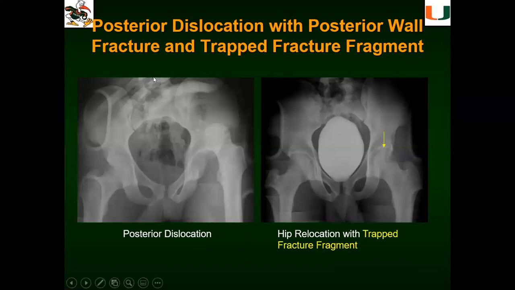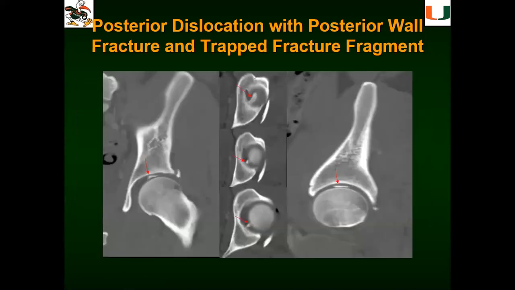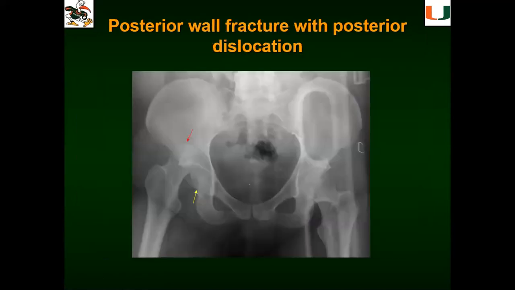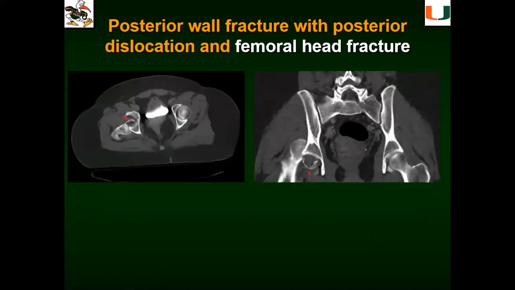Here's another example of a patient, posterior dislocation, and this is after reduction. Again, you can see this very subtle trapped intra-articular fragment, but it becomes critical, obviously, to identify these as quickly as possible. And here is the patient's CAT scan showing that trapped intra-articular fragment. And then one more dislocation.